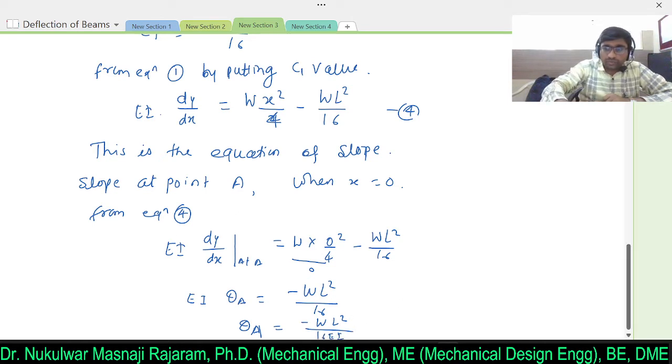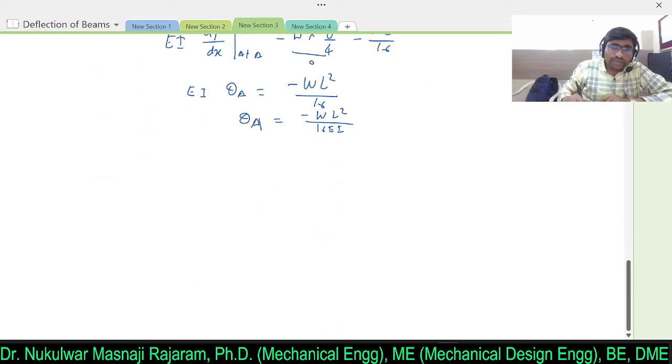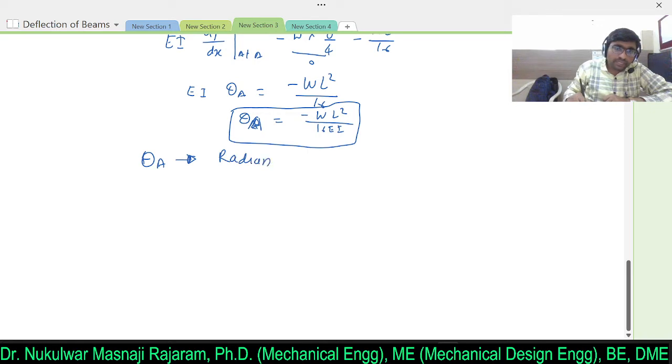Now if you observe here, I will get the slope at A as minus wL square divided by 16 EI. Clear? But remember the theta A will be in radian. So that is very important. If in degree is given, convert it into radian and then evaluate. Now this is all about the slope.